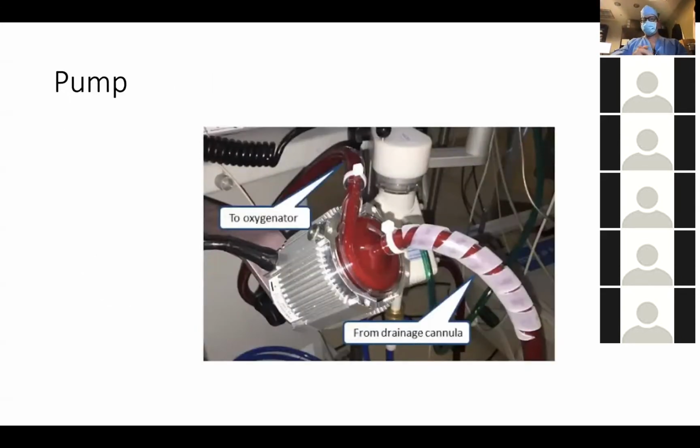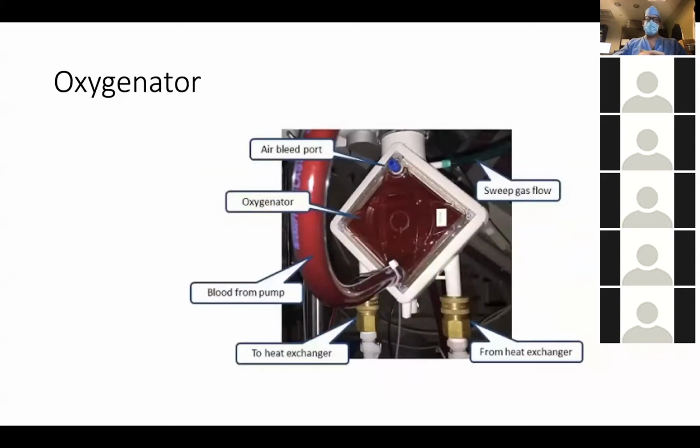Next up, we have the pump, which is going to drain from the drainage cannula. There's a centrifugal pump that's then going to pump blood to the oxygenator. This is one example of the pump right there. It goes to the oxygenator. This is the CardioHelp.